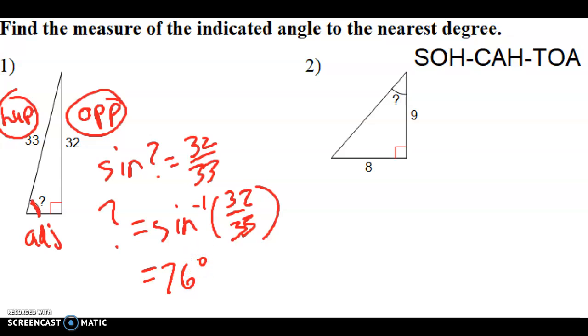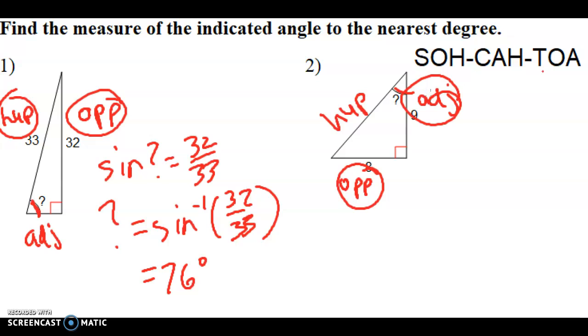Let's try another one. Our angle up here, this is my opposite. This is hypotenuse, and this is adjacent. So I'm looking at this one. I know my opposite and adjacent, so I'm going to be looking for my tangent, right? So to solve this, I'd say my angle is the inverse tangent of 8 over 9.